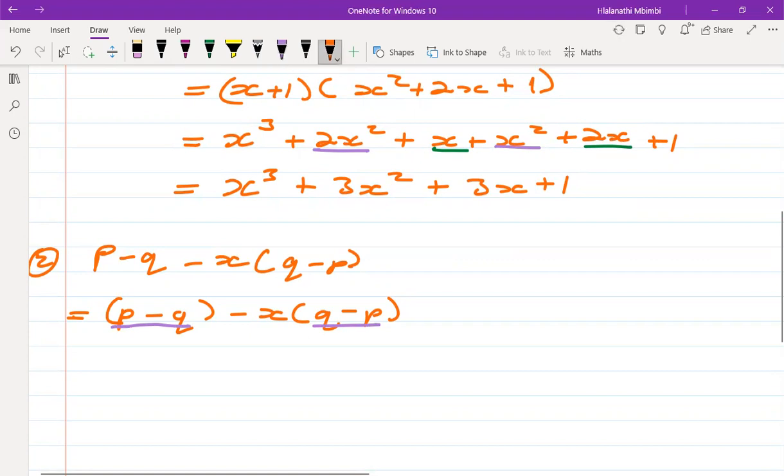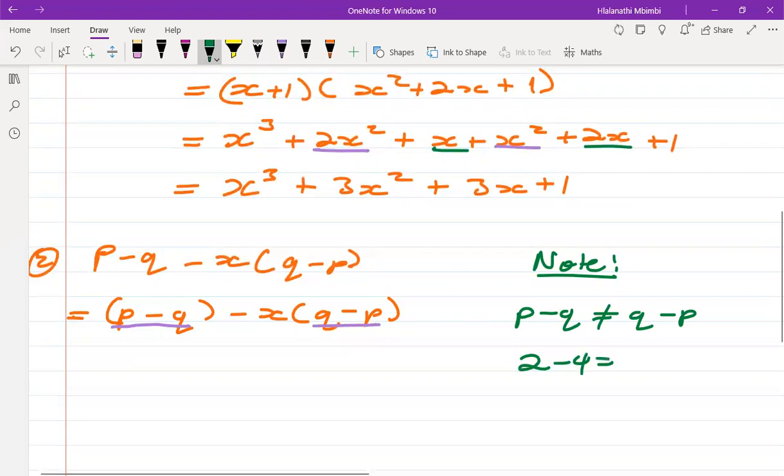So maybe just a side note. Start off with the problem that we are faced with. P minus q is not equal to q minus p, the same way that 2 minus 4 is not equal to 4 minus 2. So we would have to do something here to make sure that this conforms to what we want.